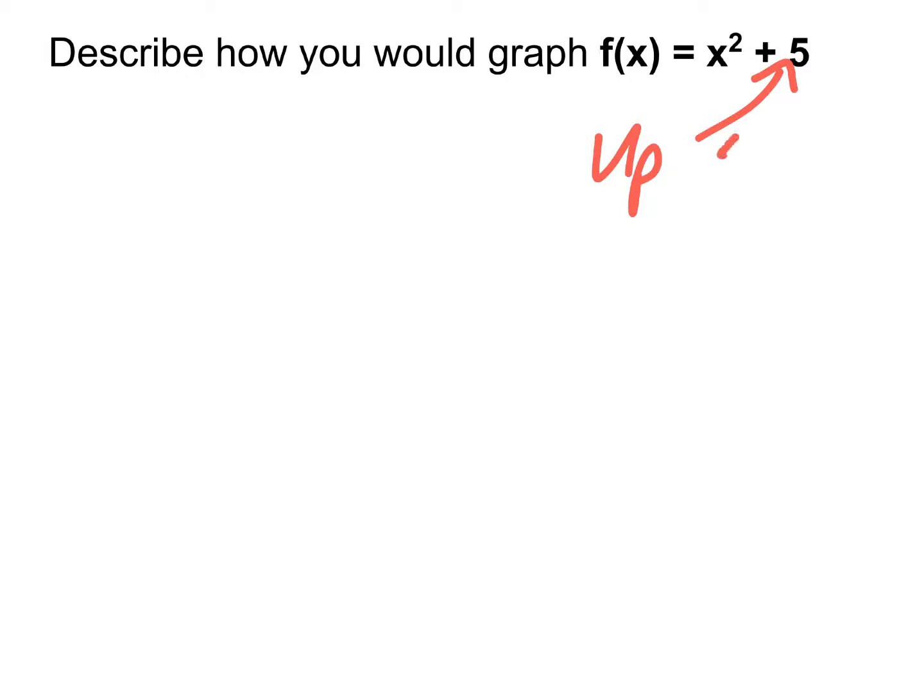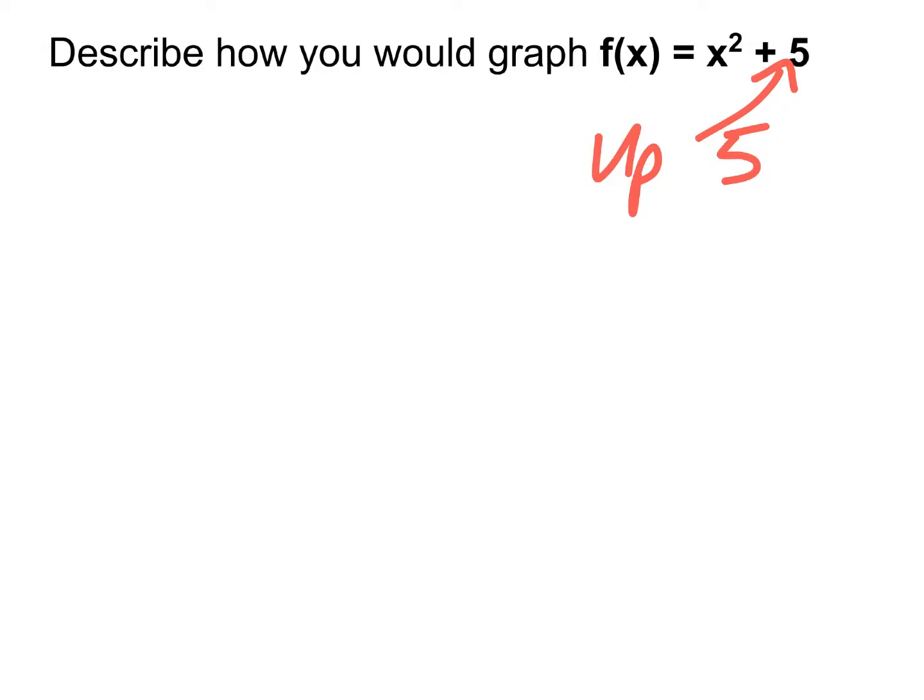What told us that it was going up and down is the fact that it was not in the parentheses. In your examples, you'll notice that anytime it went left and right, it was parentheses, x plus or minus something. That tells us left, right. The plus 5 hanging on the end on every single one of these equations, whether it was quadratic or absolute value or a line or if it was square root, every time there was a number hanging on the end, it moved it up and down. And plus moves it up.